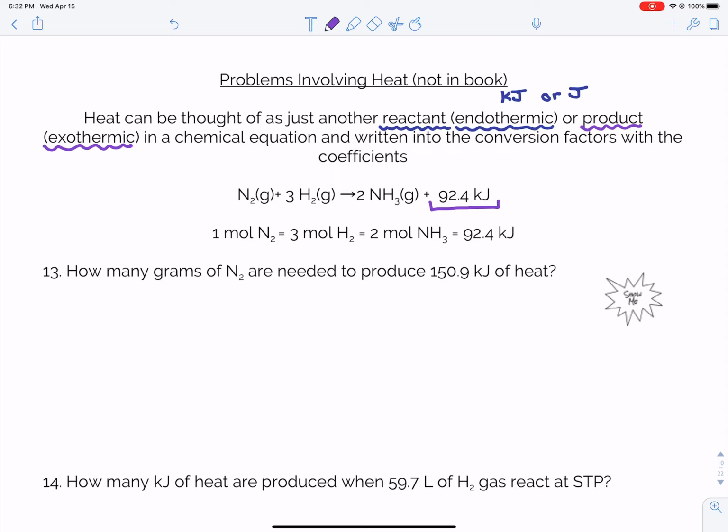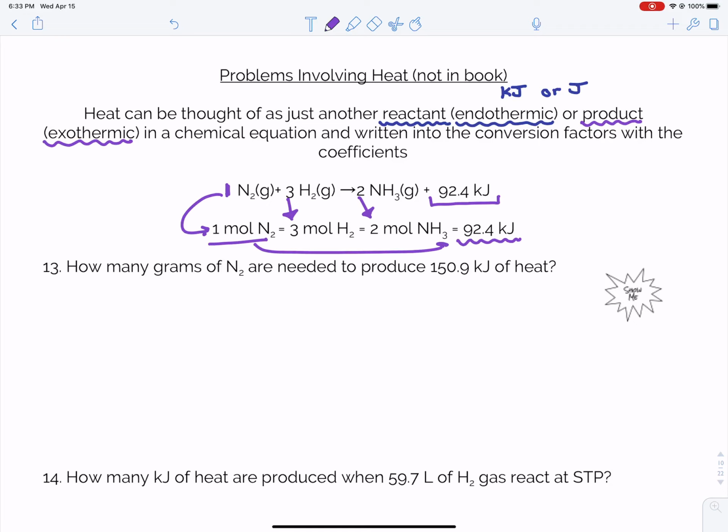So what this tells me now is that when 1 mole of nitrogen, since the coefficient of N2 is 1, and 3 moles of hydrogen react, 2 moles of NH3 will be produced along with 92.4 kilojoules. We're actually quantifying now the amount of energy that is released. And of course, it makes sense that if 1 mole of nitrogen releases this much energy, then more than 1 mole of nitrogen will release more energy, or less than 1 mole of nitrogen will release less energy. And how we actually get a number for that is by doing a stoichiometry problem.